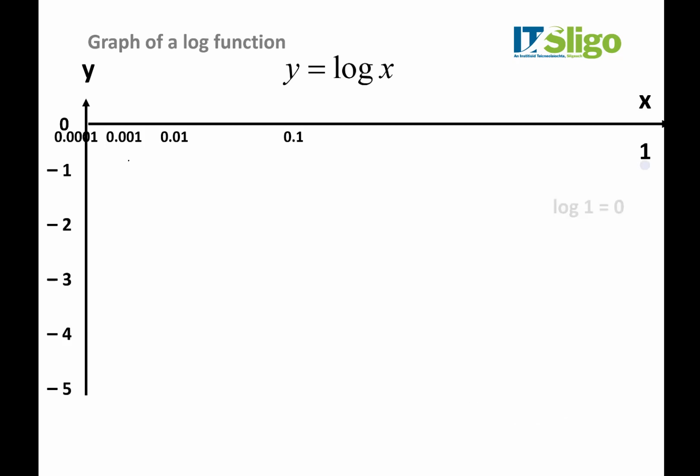Again, it's not to scale. The log of 1 is 0. This is kind of the crossover point with the previous graph. The log of 1/10 is minus 1. Remember, 0.1 is 10 to the power of minus 1. So when we get the log of that, we get minus 1.